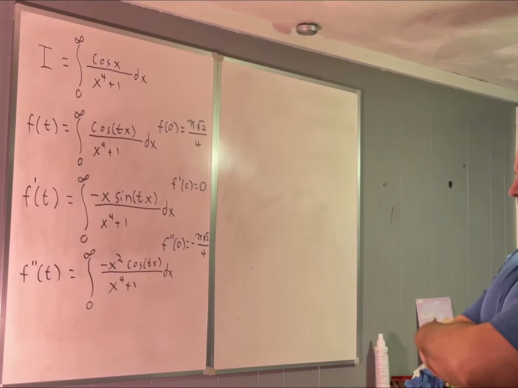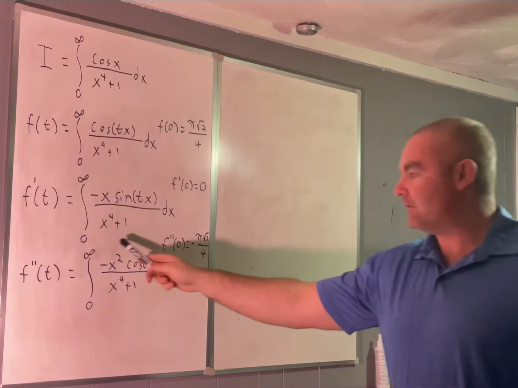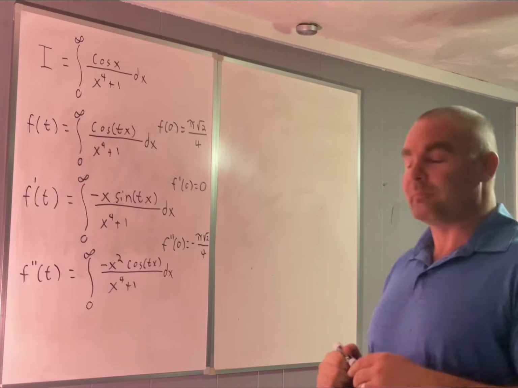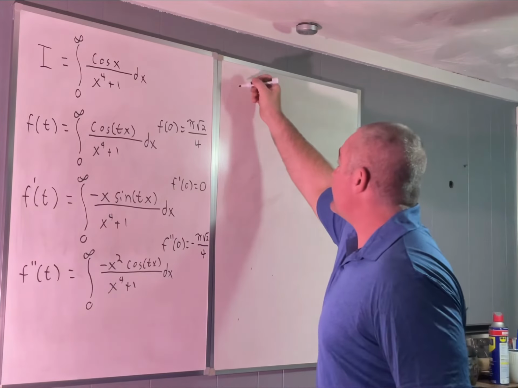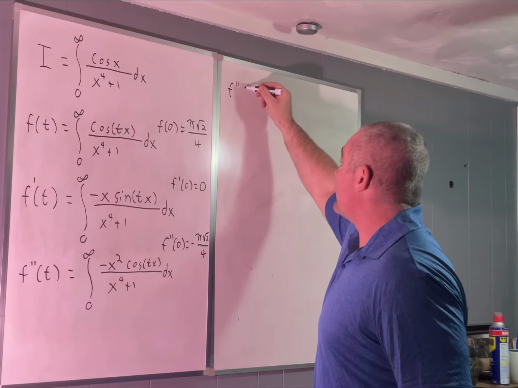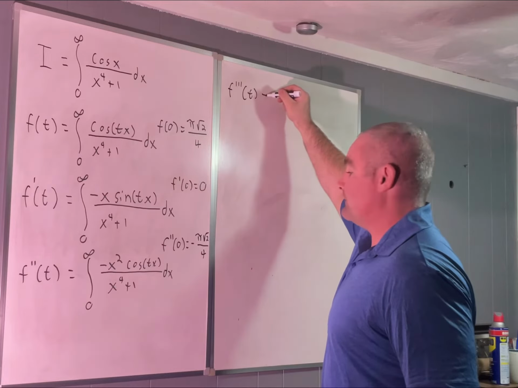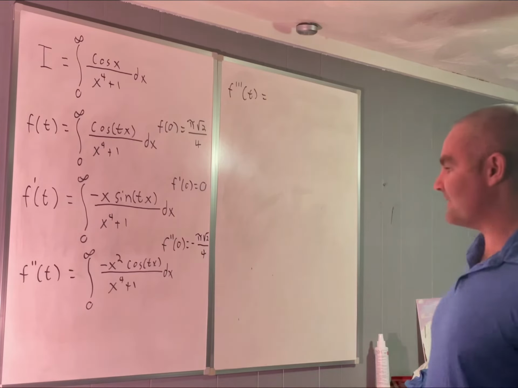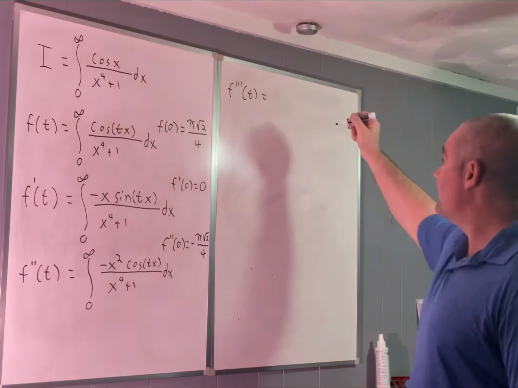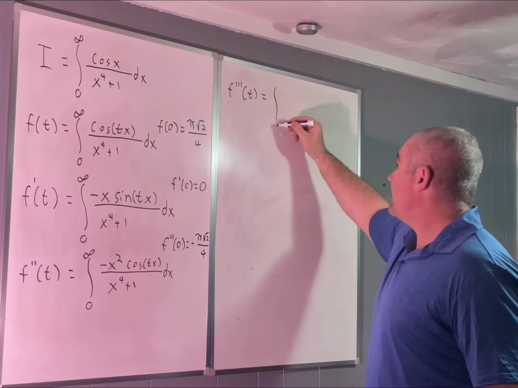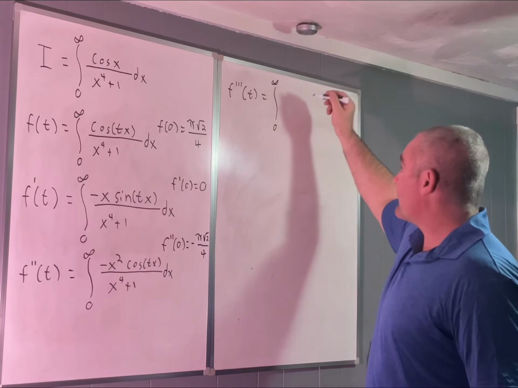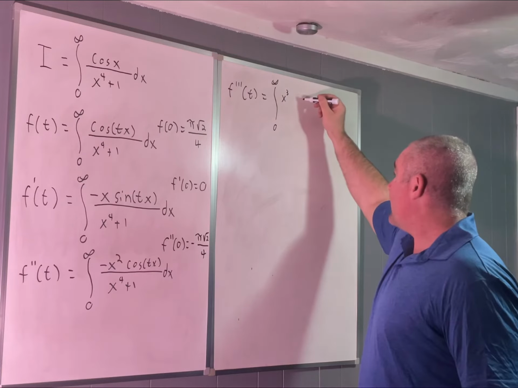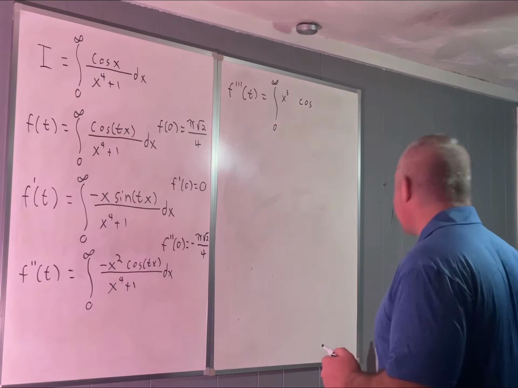Okay, well, still not really going to be able to evaluate this integral very easily, so let's just keep going. Let's make f triple prime of t. That's going to give us f triple prime of t is equal to, well, let's see, we're going to be switching back to positive now because cosine will give us negative sine. That negative would cancel with that, so we'll have the integral from 0 to infinity of, and now it's going to be x cubed. Oh, no, I'm sorry, that's sine.